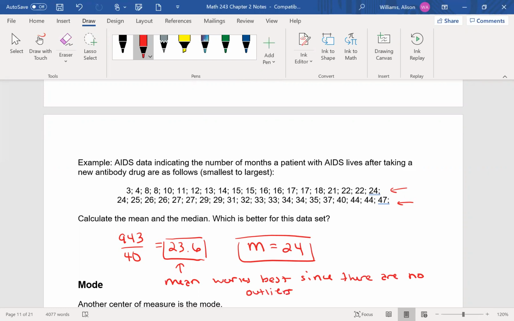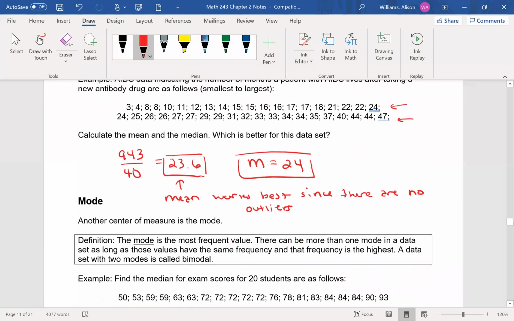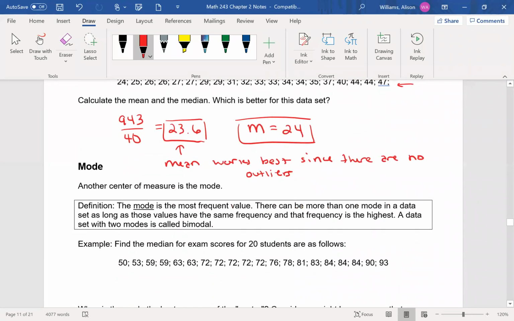All right, mode is the third type of center that most people are familiar with, and the mode is the most frequently occurring value. So going back to the same problem we had earlier for the 20 students, there happens to be definitely the most occurring value is 72. There's 5 scores of 72. So in this case, the mode is 72. Now that matches the median.